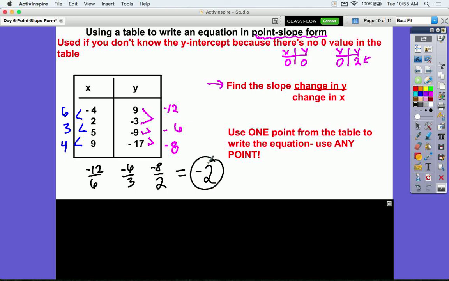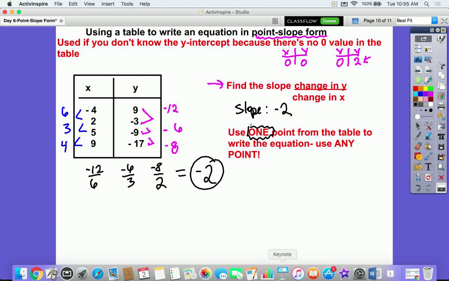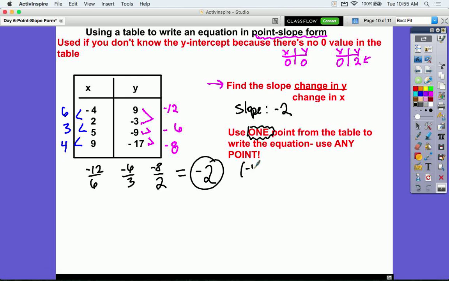So if I know the slope now, right? I know the slope is negative 2. I now can write my equation in point slope form using any one of these points. I can use negative 4, 9. I can use 2, negative 3. I can use 5, negative 9. Or I can use 9, negative 17. I'm going to just choose one point because that's all you guys are going to need to do. I'm going to choose this guy, 2, negative 3.